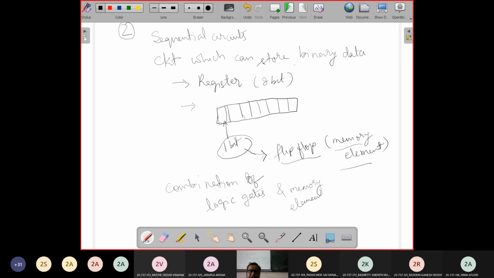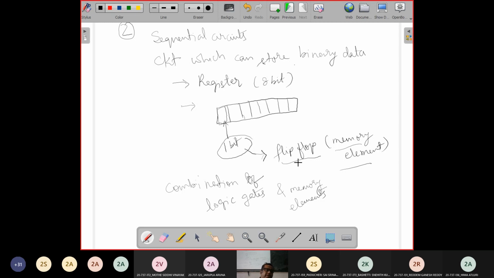So all circuits which are helping us store some binary data are called sequential circuits, and they are constructed using logical gates. In addition to logical gates, we also have certain elements which are referred to as memory elements. So what are these memory elements? A memory element is nothing but a flip-flop.